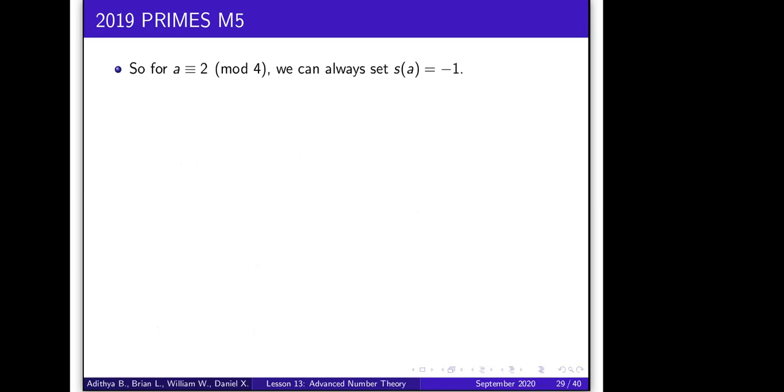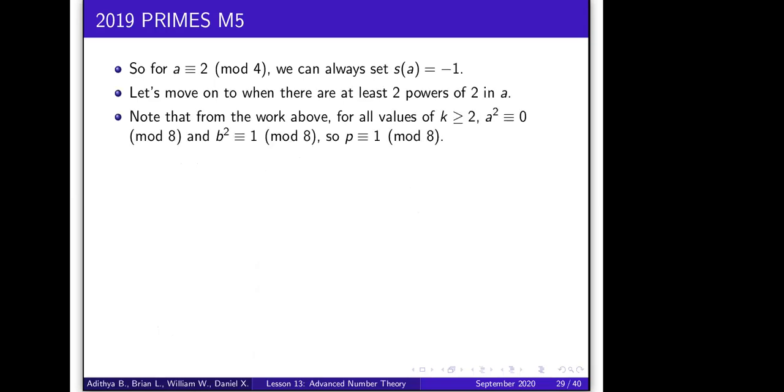So now in the case when there's more powers of 2, one thing that we saw is that when we were computing P mod 8, in the previous case, A squared is 4 mod 8, but in all the subsequent cases when K is greater than or equal to 2, we have to have A squared is 0 mod 8, and also B squared is always 1 mod 8. So then P is 1 mod 8, and that just means that 2 is a quadratic residue mod P.